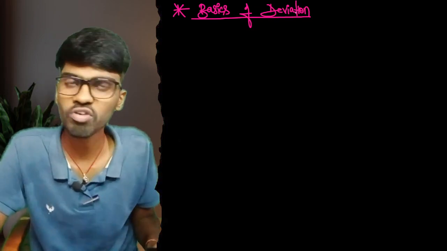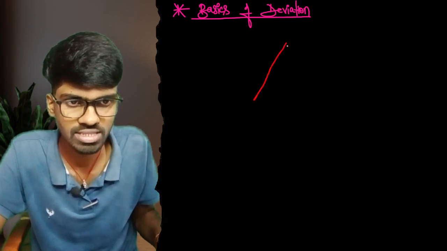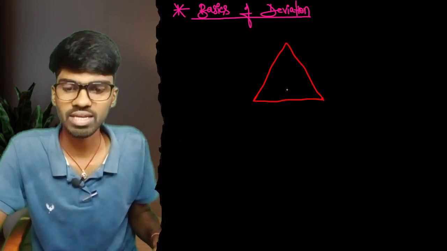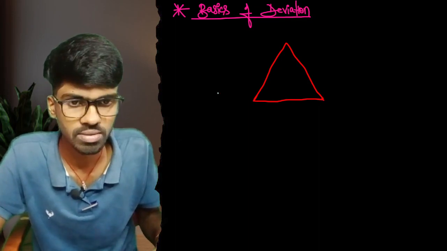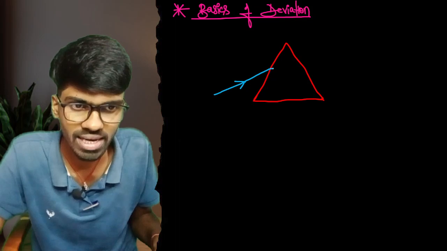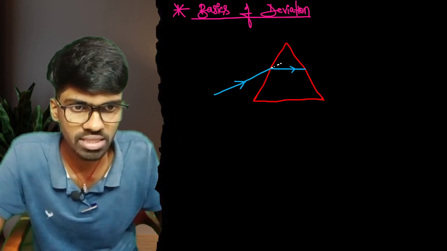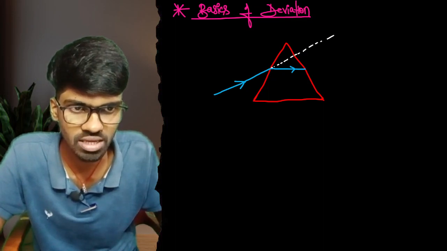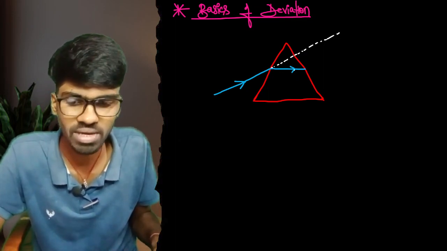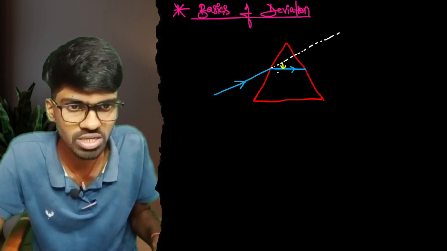In earlier chapters you have already studied what is deviation. Let us recall that again. If we have a lens, or you should say a prism, a triangular prism, and a ray is coming like this, what will happen? It will bend like this. If we extend its path, if there were no prism, then the ray would go like this. In the prism it deviates something like this. So this is deviation. First deviation takes place here.